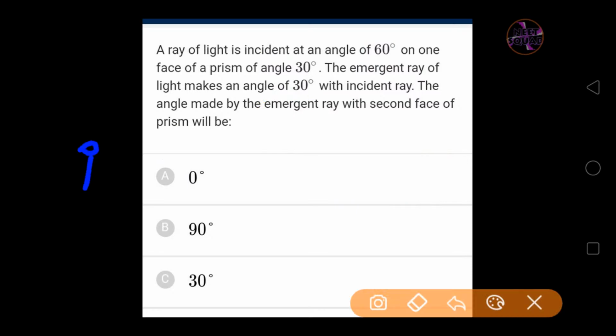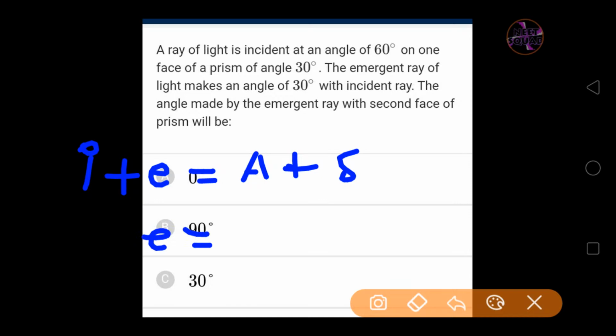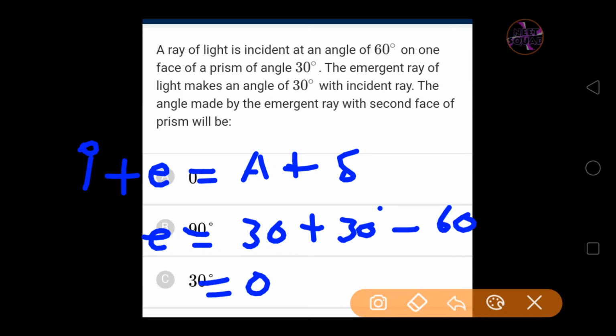So we know that I plus E is equal to A plus del. So what is E? First let's find what is A. 30. What is del given? Again 30. Minus I. What is I? 60. Getting E as 0. But they are not asking E. They are asking 90 minus E.